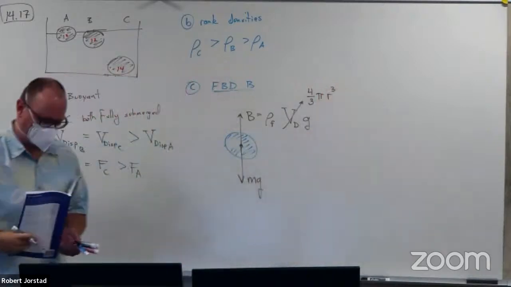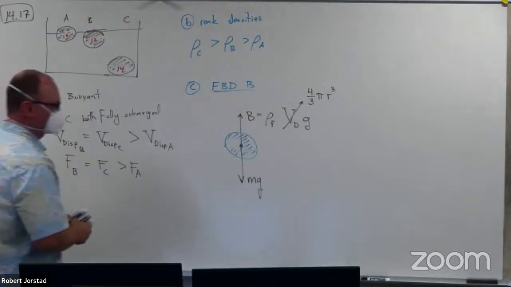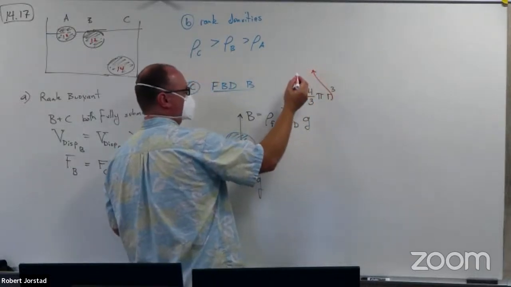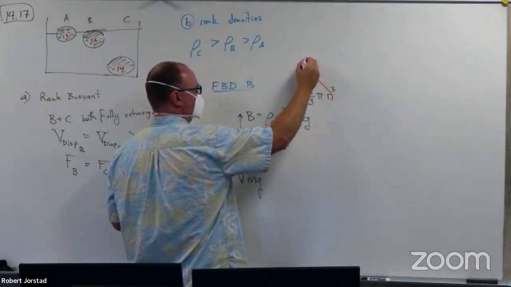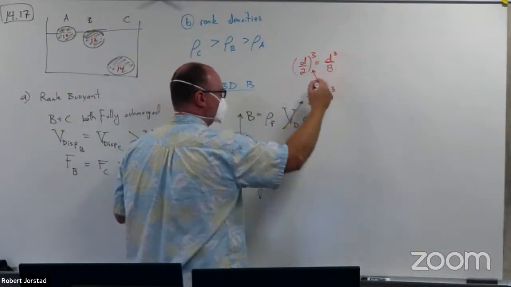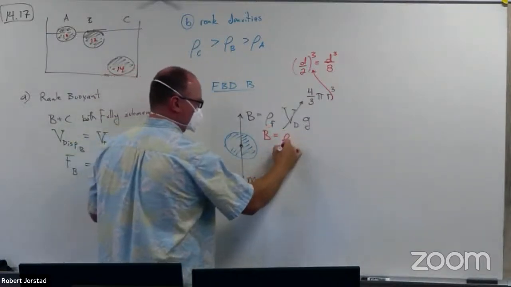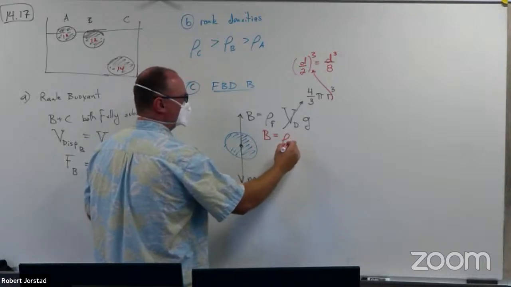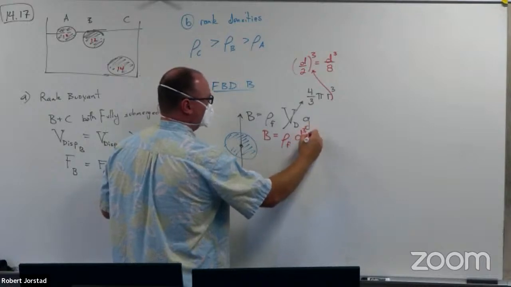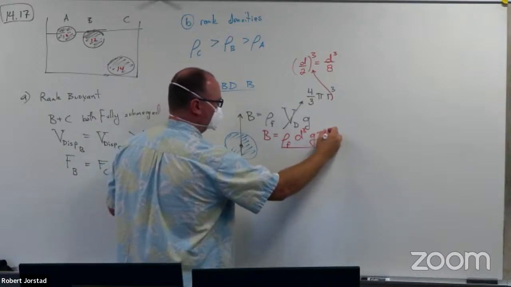Now, in this case, didn't the problem give us diameter? So let's rewrite that in terms of diameter. What is radius in terms of diameter? D/2. And then we got a cubit, which is d cubed over 8. So I believe the buoyant force should equal density of the fluid times d cubed times g times pi over 6.